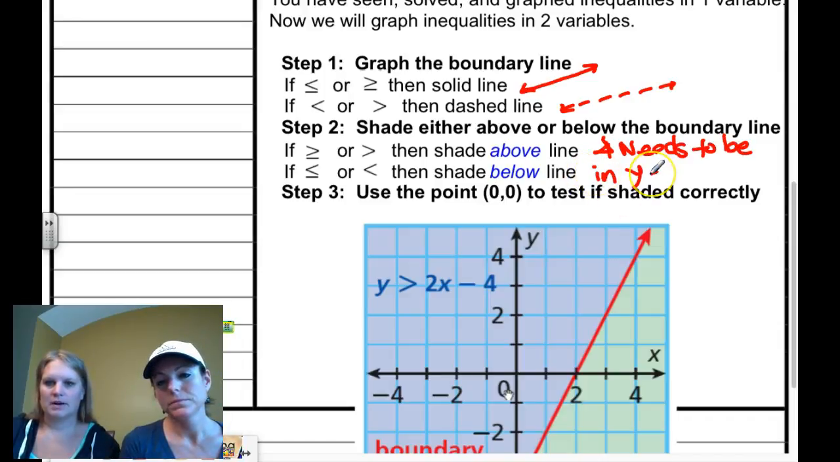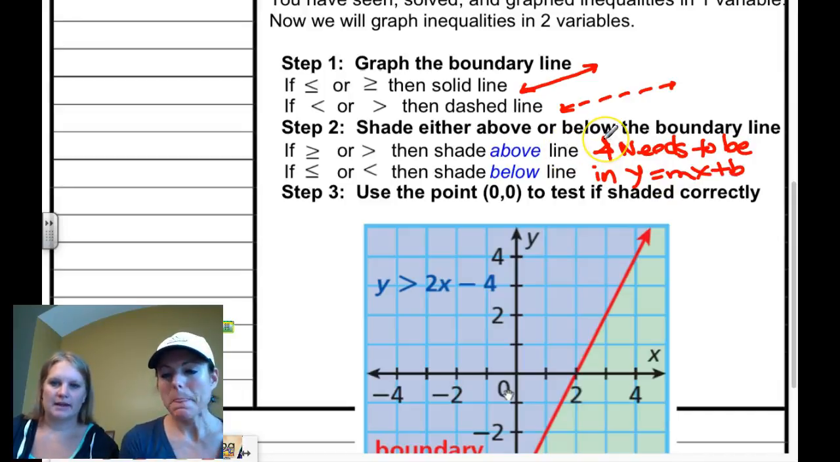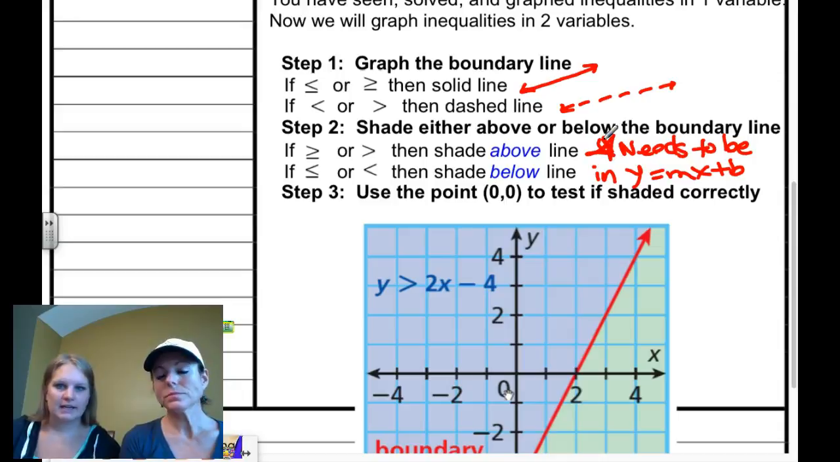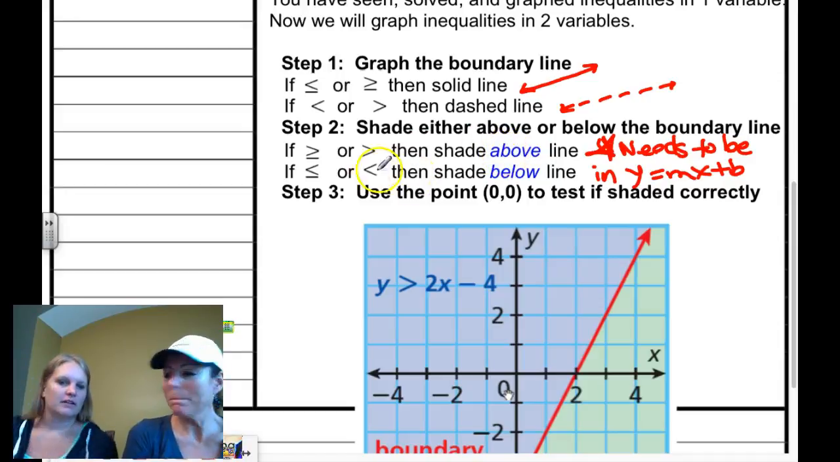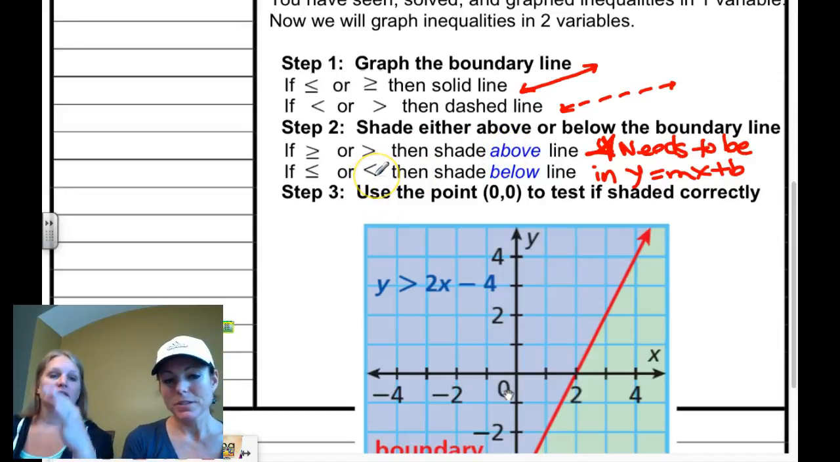So I'm going to put y = mx + b. Just remember that. Like Miss Young said, if it's greater than, greater means bigger, higher, so you want to shade above. If it's less than, it means it's lower, so you want to shade below. That's how I remember it.